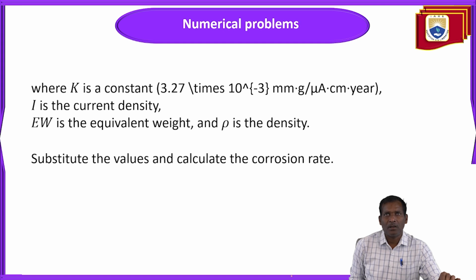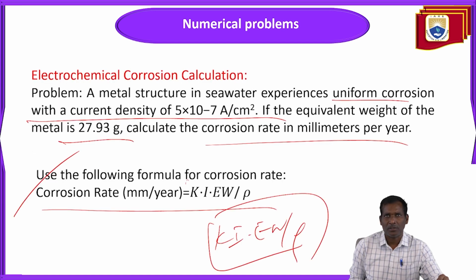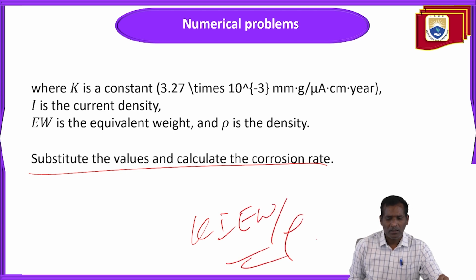So here where K is constant, that is 3.27 times, and I is the current density, EW is the equivalent weight, and rho is the density. So substitute the values and calculate the corrosion rate. Whatever values given, substitute in the above formula and calculate the corrosion rate. What is that formula? The corrosion rate is equal to K I EW by rho. You will get corrosion rate.